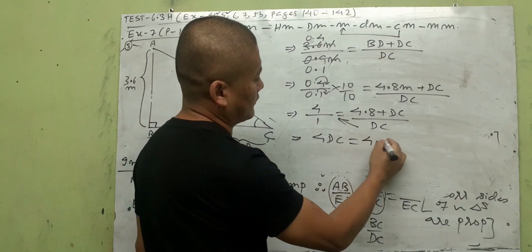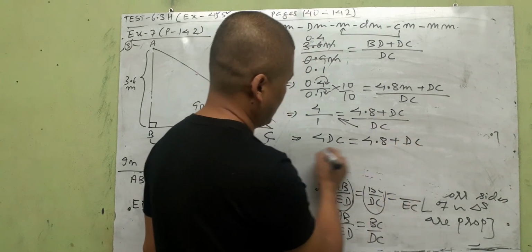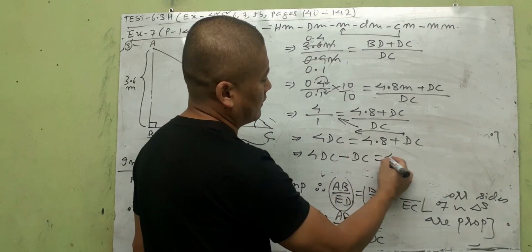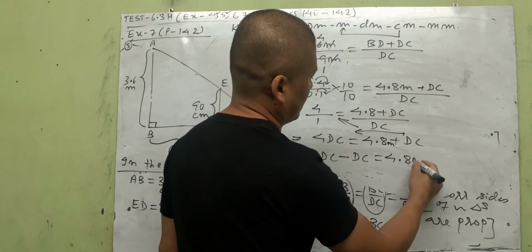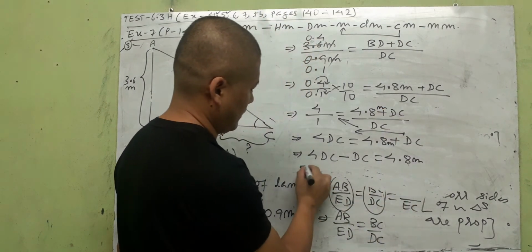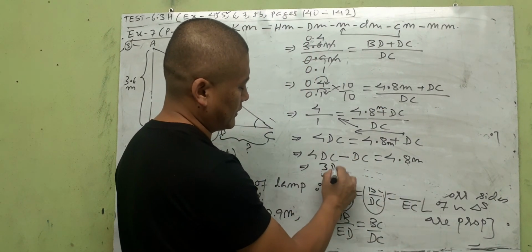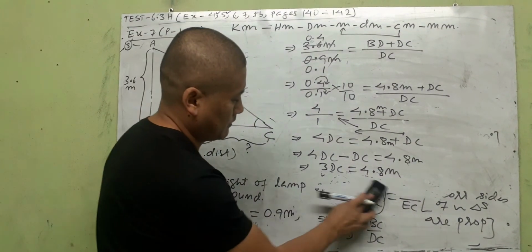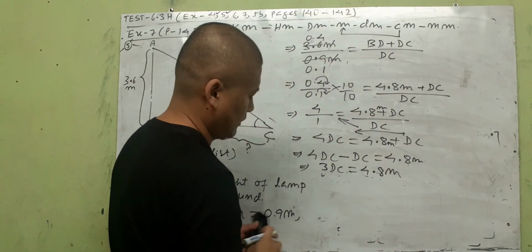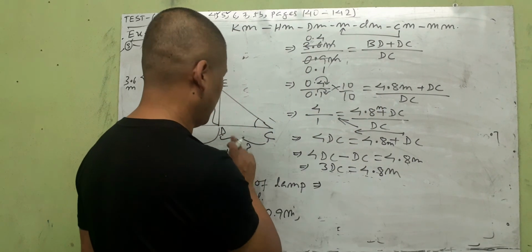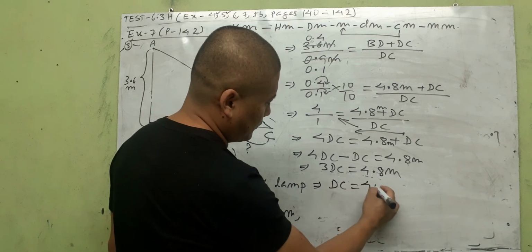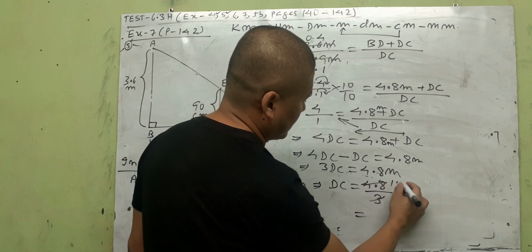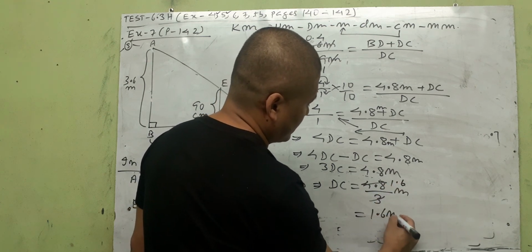1 into 4.8 is 4.8 plus 1 into DC is DC. Then 4 DC, and the term containing DC you bring to this side, minus DC. 4.8 meter. 4 DC minus 1 DC is 3 DC equals 4.8 meter. Then you write here, because this is what they're asking, length of the shadow, DC. So DC will be equal to 4.8 divided by this, 3 will come down. So if you cancel, 3 ones are 3, 1 in hand, 3 6s are 18, 1.6 meter.